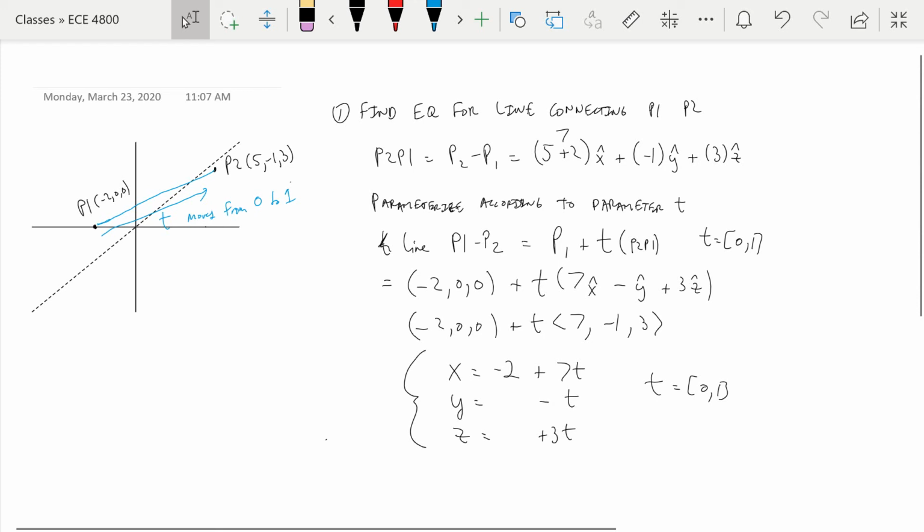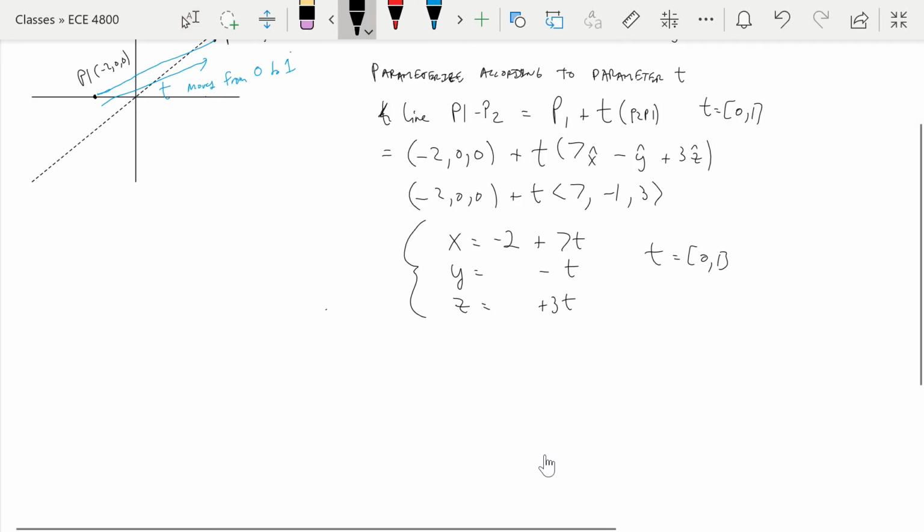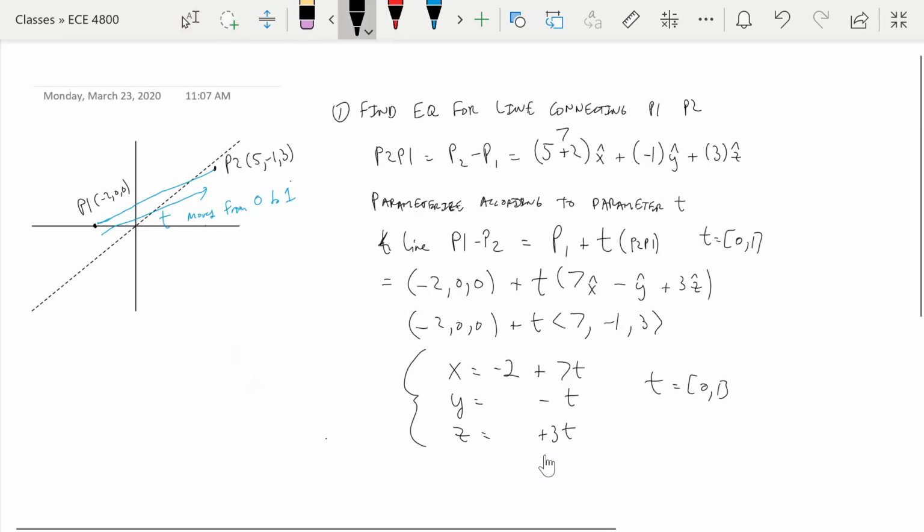So let's look at why t equals 0 to 1 works well. Let's just imagine that t is equal to 0. Let's write this down, I think this will be helpful for everyone. When t is equal to 0, all of these terms are basically 0. So x equals negative 2, y equals 0, and z is equal to 0.